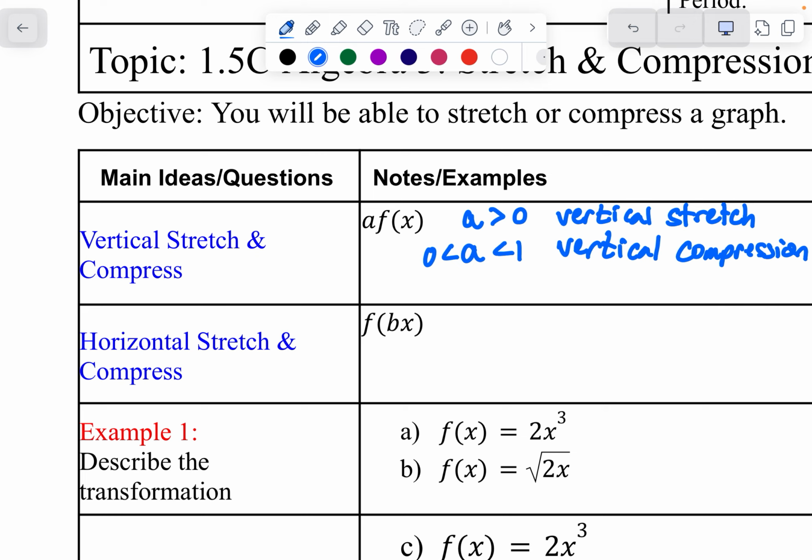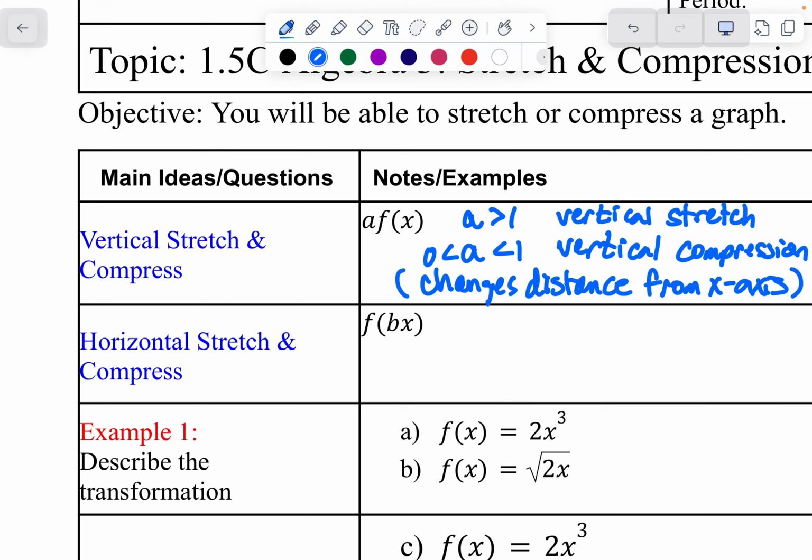But if a is more than, let's actually make that, more than 1, it's going to stretch it away from the x-axis. If a is that fraction, it's going to squish it down closer to the x-axis. So a vertical stretch or compression changes the distance from the x-axis. Okay, so it changes how far away from the x-axis we are.